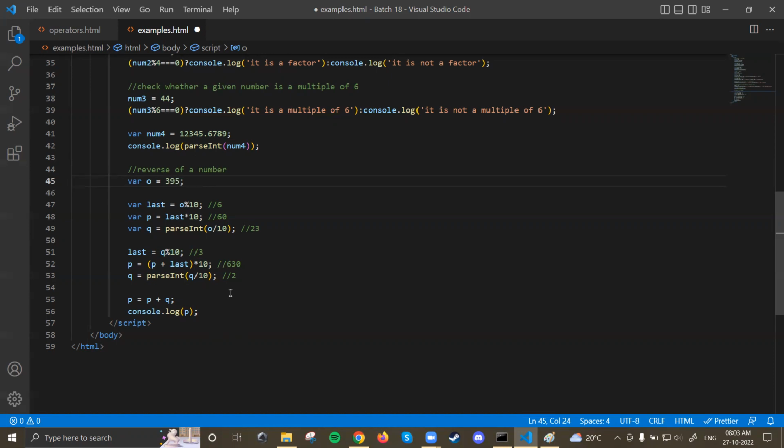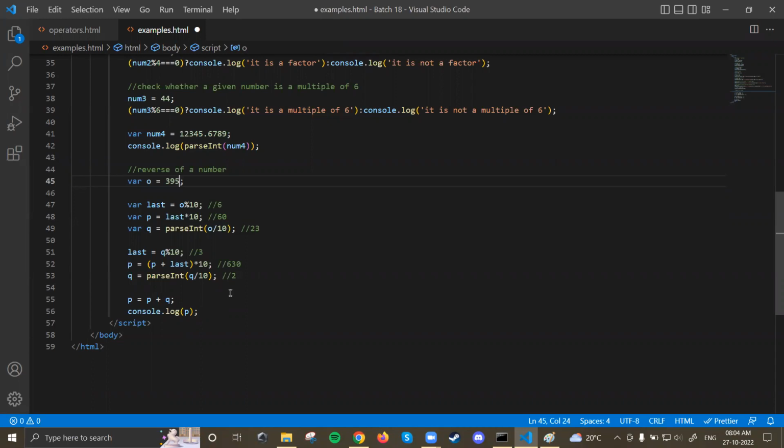So the more the number of digits, the more the number of steps. Here we have done 2 times and the answer has come out. But if it is 4 digits, we have to do one more time. If it is 5 digits, then one more time. If it is 10 digits, 9 or 10 times we have to do. If the number of digits increases, we have to increase the number of times we do the operations.